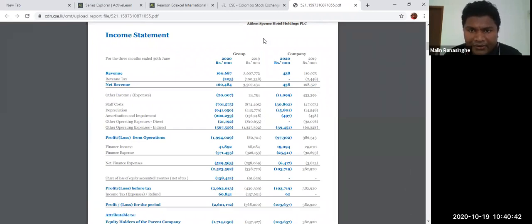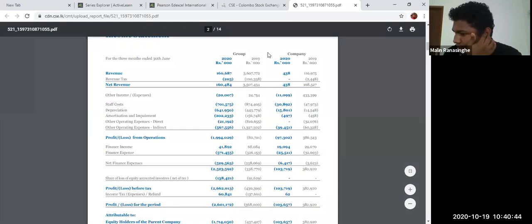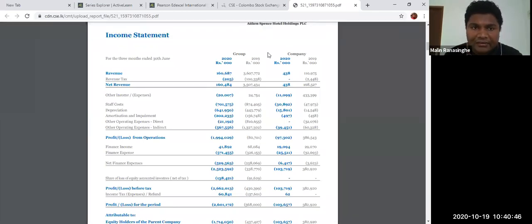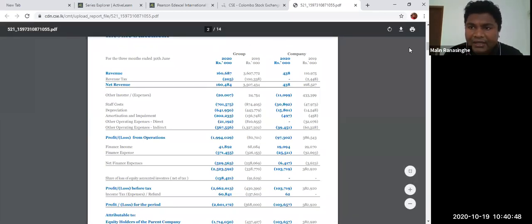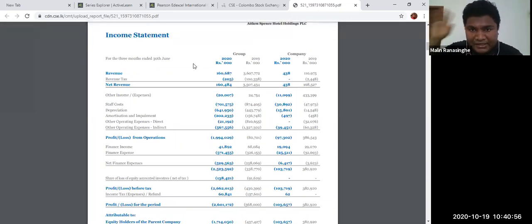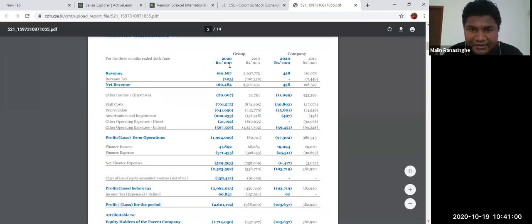Group means there are so many hotels, guys. This is actually not only the one hotel. It goes on to Hari Javadas Hotel, including everything. Not only Aitken Spence, group means everything. Kandalama Hotel, Heritage Hotel, Heritage Ahungalla, Heritage Negombo, Heritage Jaffna, everything. So basically, the group profit also has gone down from 3.6 billion to only 160 million. But look at the company wise, my God.